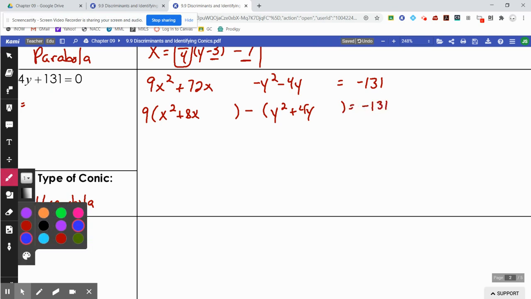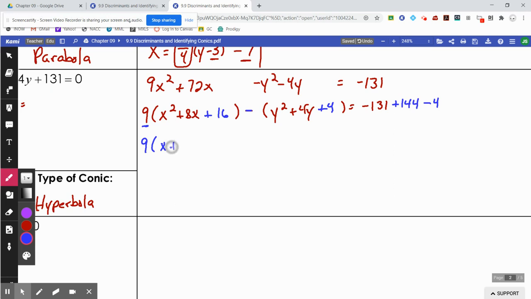Now let's go ahead and complete that square. Half it, square it, that's going to be a plus 16. 9 times 16 is added to that side, so let's add the 144 to the other side as well. Half it, square it, we're going to add a 4 in parentheses. However, the minus out front actually added a negative 4 to that side, so make sure we add a negative 4 to the other side as well. Bring down the 9, factor. That's going to be x plus 4 squared. Bring down the negative, factor. That's going to be y plus 2 squared is equal to 144 minus 131 is 13 minus 4 is 9.